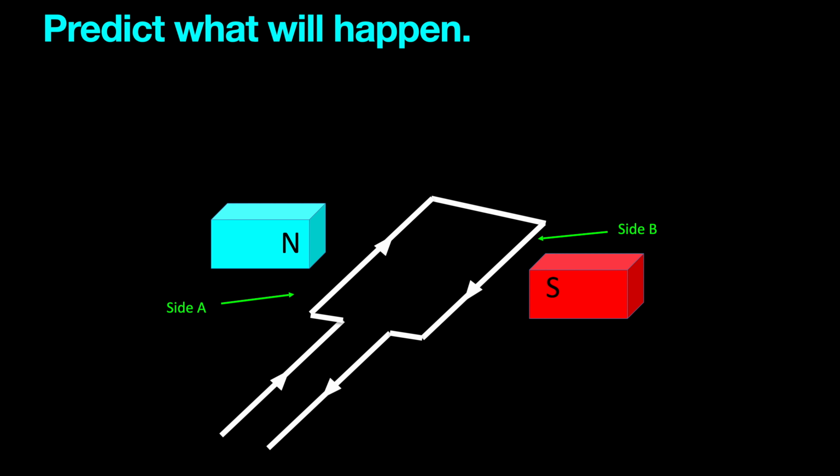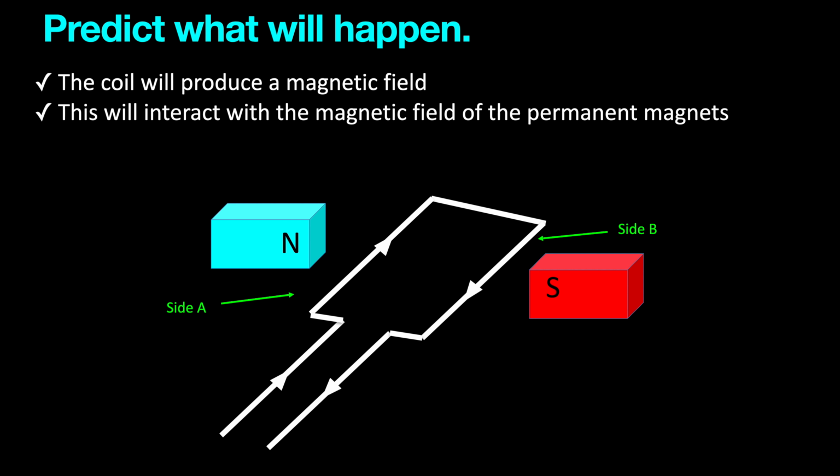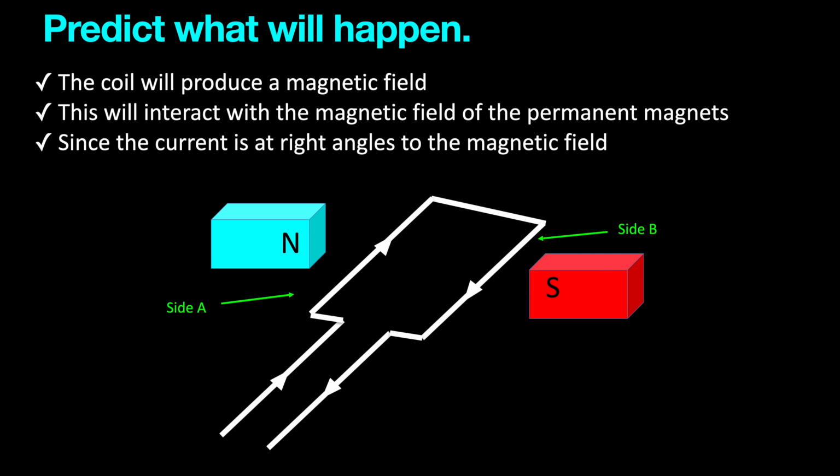As you know, this coil is a current carrying wire and will produce a magnetic field. This will interact with the field of these permanent magnets. And since this current flow is at right angles to the magnetic field, it will also experience a force at right angles to the magnetic field lines and the current flow. We can identify the direction of this force and the direction of this motion using Fleming's left-hand rule. Hopefully you figured out which side is going to experience a force in which direction.